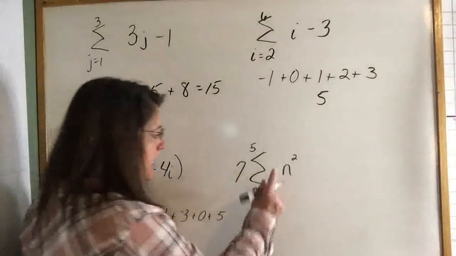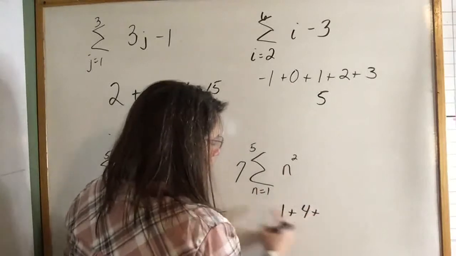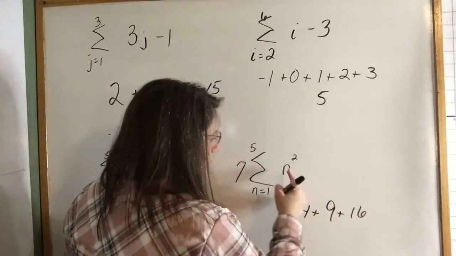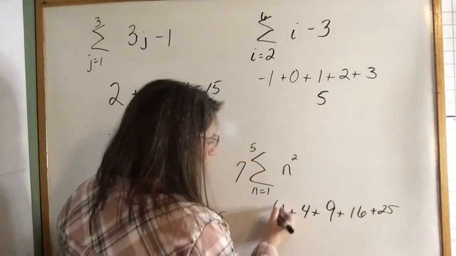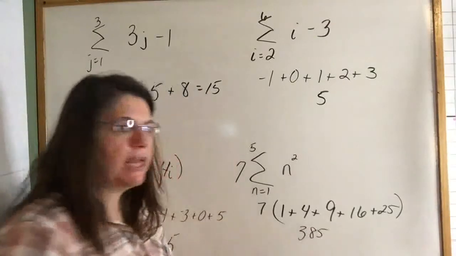So if I plug 1 in, 1 squared is 1. Plug 2 in, 2 squared is 4. Plug in 3, I get 9. Plug in 4, I get 16. Plug in 5, I get 25. I'm going to take that sum and I'm going to multiply it by 7. I end up with 385.